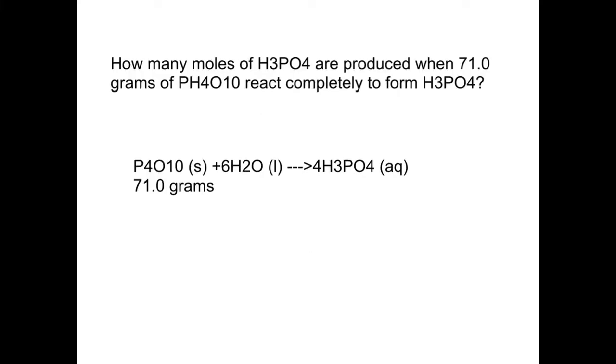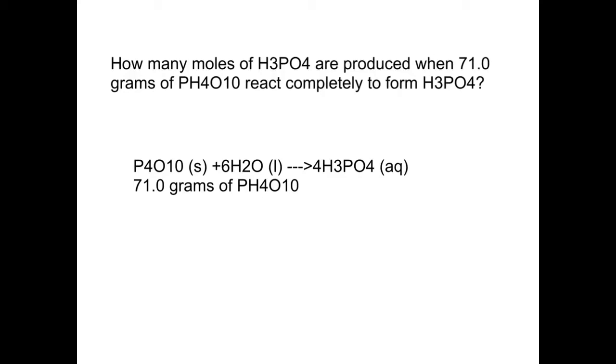Okay, so today we're going to try to find how many moles of H3PO4 are produced when 71.0 grams of P4O10 react completely to form H3PO4. So these are the things we're given. We're given this equation up here, and then we're also given that 71.0 grams are of P4O10. So now we're going to try to find how many moles of H3PO4 are produced when this amount of grams reacts completely to form H3PO4.